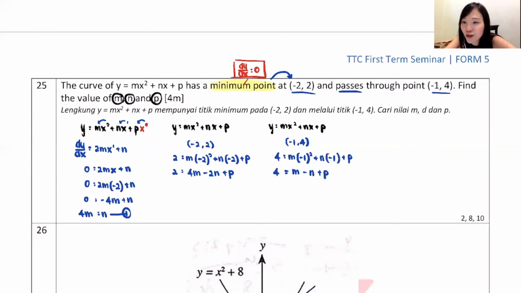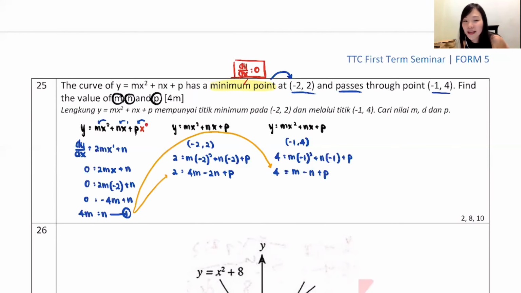So far, this looks like our Form 4 Chapter 3 system of equations. Do you realize there are so many unknowns now? A lot of unknowns, but it doesn't stop you from getting the answer. You just need to sub in like this, and my explanation won't stop you from understanding it.